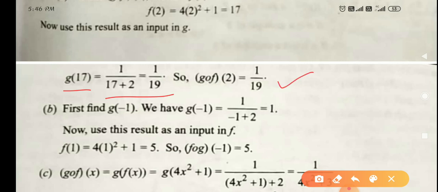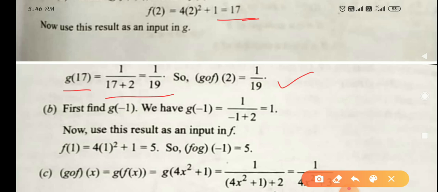Why are we finding g(17)? As I told you, the product of one reaction will become the reactant of the second reaction. So the product of one reaction is 17. So this 17 you have to put in another function to find gof x.